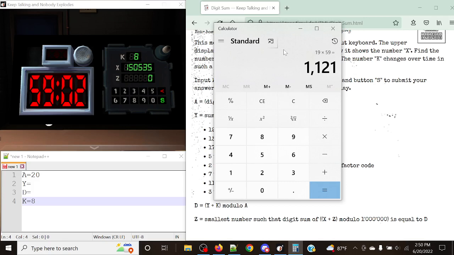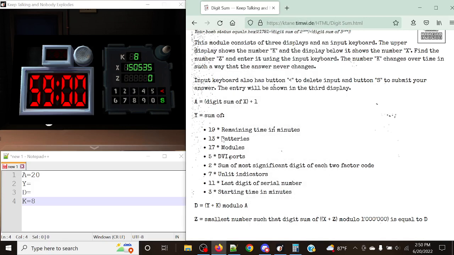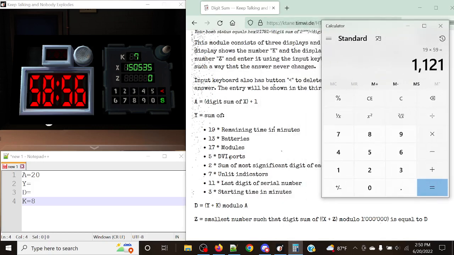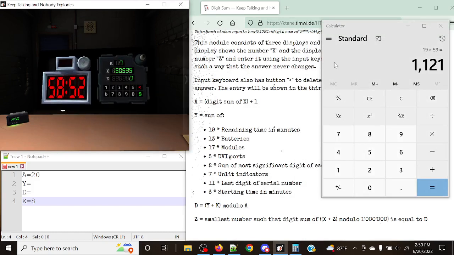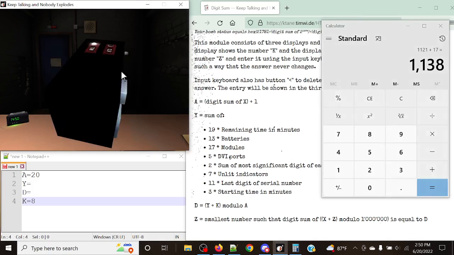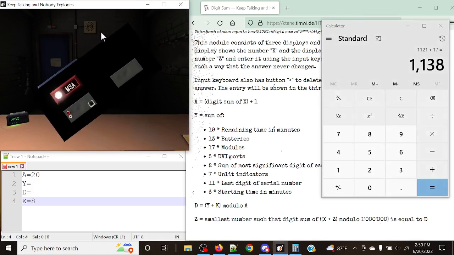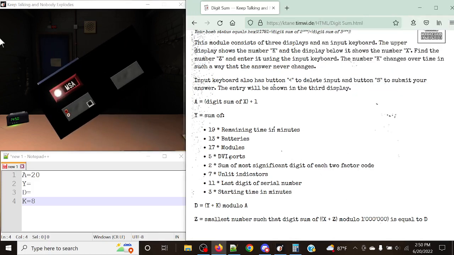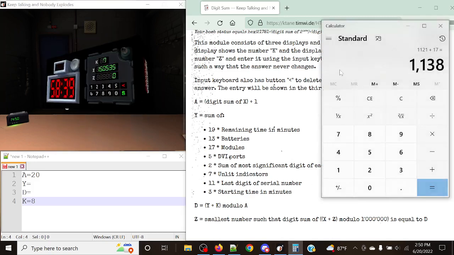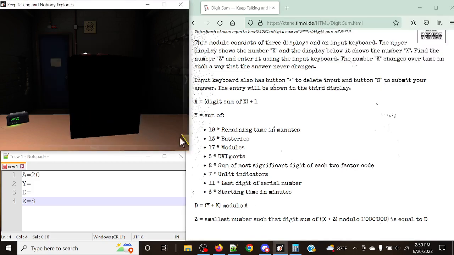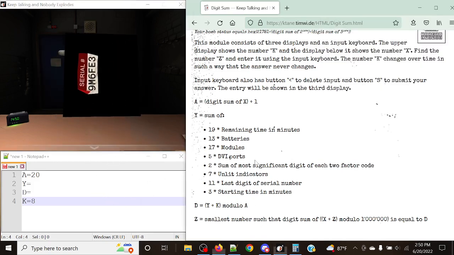Anyways, 19 times 59 is going to give us the total of 1210. Let's find the number of batteries on the bomb, which in this case is 0. We're going to add 17 because there's only one module on the bomb. DVI-D ports, once again, we don't have any. We do not have any two-factor codes. 7 times unlit indicators. We do have 1 unlit, so it's going to be adding 7. So add 7. The last digit of the serial number times 11. This is going to be a 33.